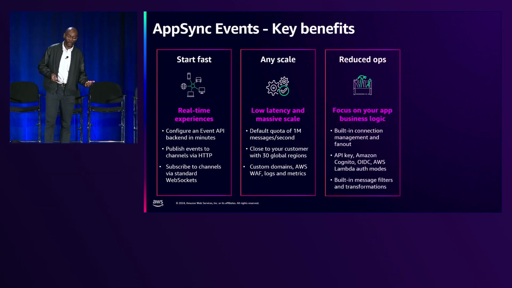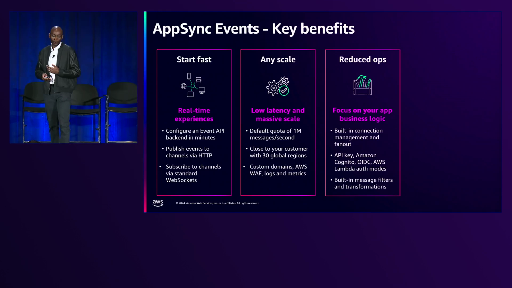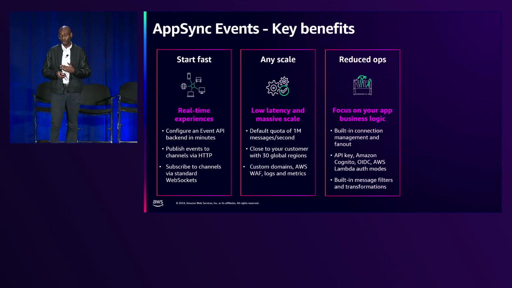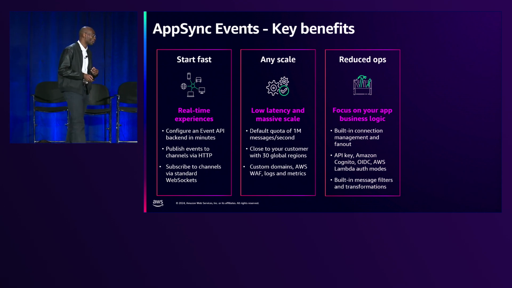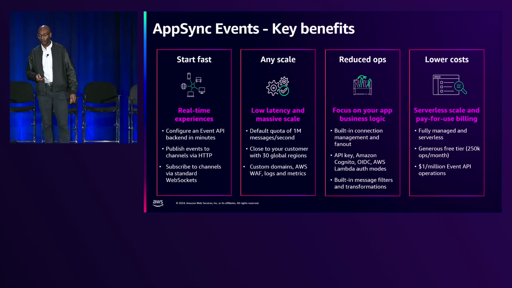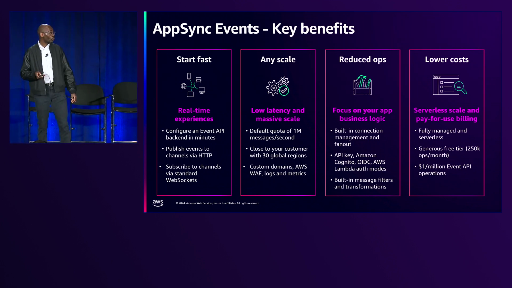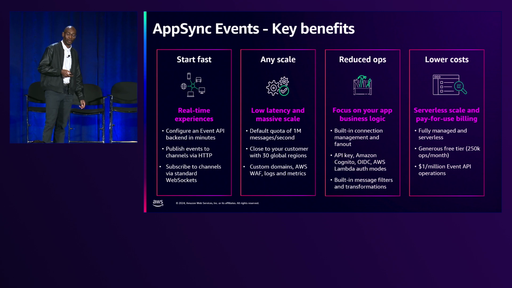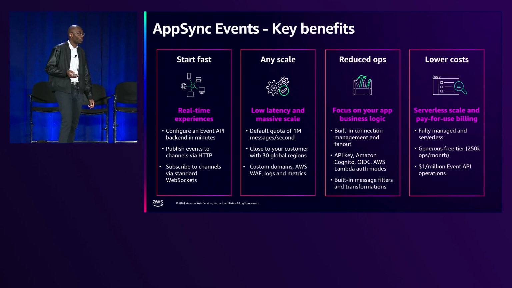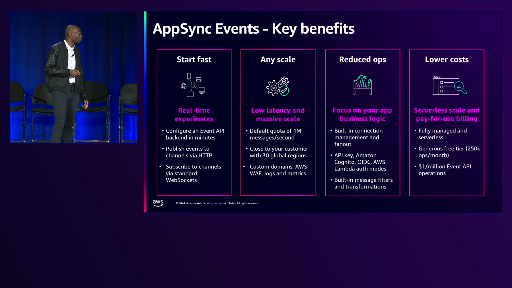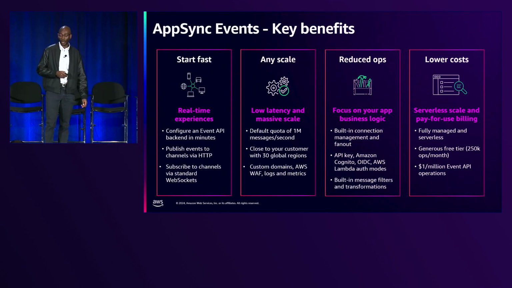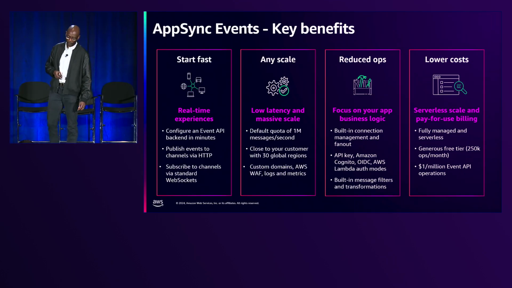This allows you to reduce operations, right? I kind of talked about this. It's super simple, and you don't have to focus on the details. You can really just focus on your business logic and focus on the things that matter most to your customers. And overall, this allows you to lower costs because you don't have to manage servers. And even if you think about getting started, there's a generous free tier. So if you want to just try this out, go ahead and try it out. We give you 250,000 operations per month under the free tier. And then after that, it's a dollar per million Event API operations. So pretty good.